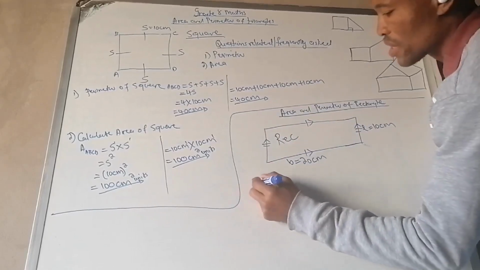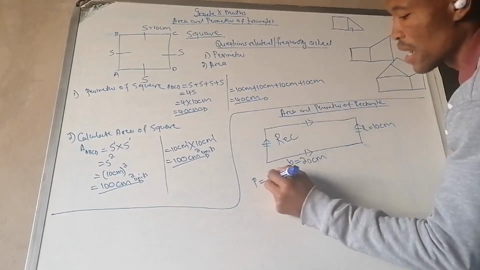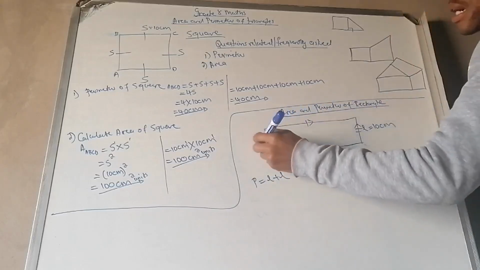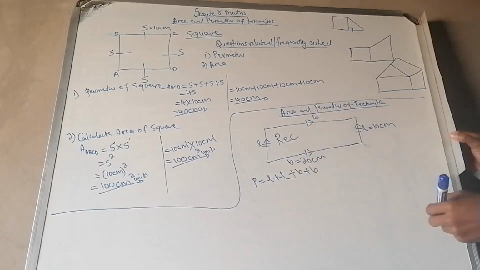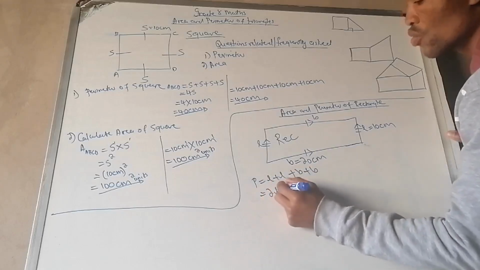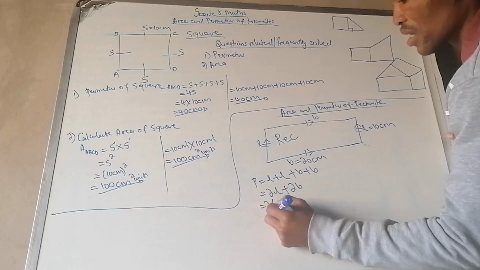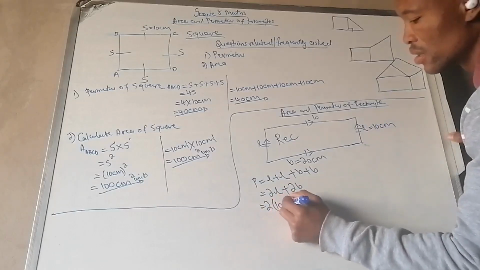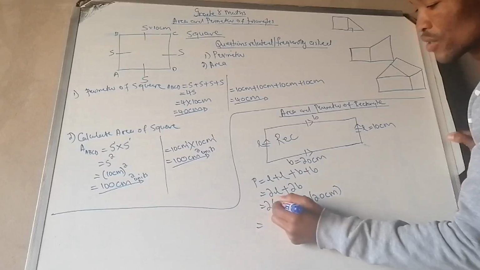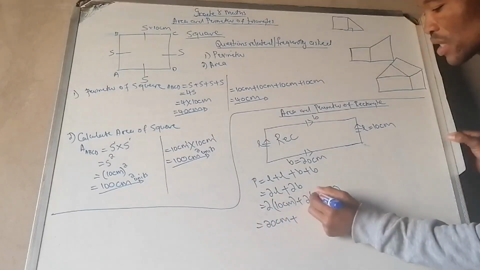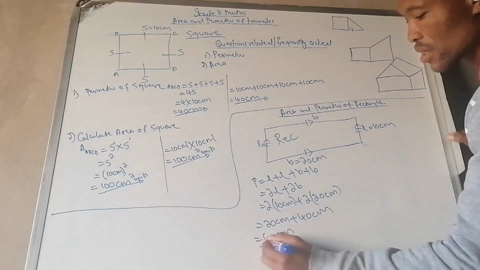The perimeter is the sum of all sides. So L plus L, because there is an L on one side and an L on the other, and a B on one side and a B on the other, plus B plus B. L plus L is 2L, B plus B is 2B. Then you take the values. The length is 10 centimeters, the breadth is 20 centimeters. 2 times 10 is 20 centimeters, plus 40 centimeters, which is 60 centimeters.